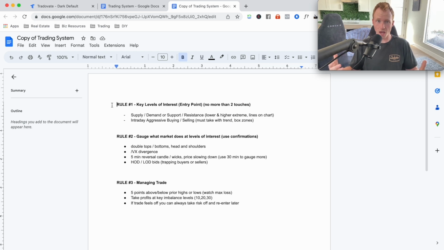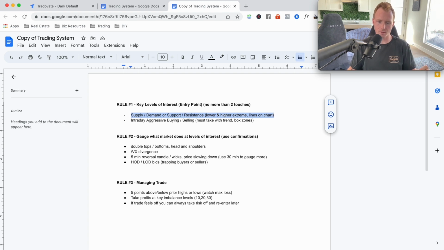All right, so the first rule I have for finding A plus setups when it comes to day trading is only entering at key levels, okay? Basically there's 2 types of key levels. The first one is supply and demand, support and resistance, whatever you wanna call it. This is like the lower and higher extreme. This is where I have my lines on the chart.